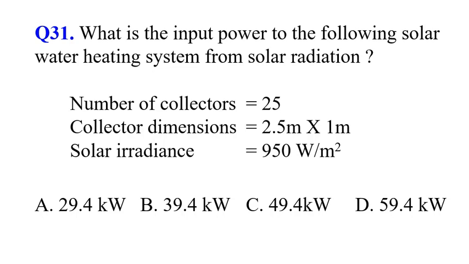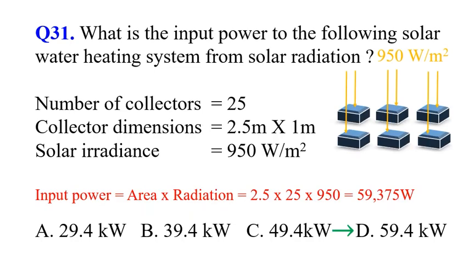What is the input power to the following solar water heating system from the solar radiation? So let me explain this system in another way. You can see it's a solar water heating system. So definitely the energy is coming from solar energy. You can see the power per unit area, or solar irradiance or radiation, that is 950 watts per meter squared, that is coming to the collectors. You have 25 collectors, and if you take the dimensions, that is 2.5 into 1 meters, 2.5 meters squared.